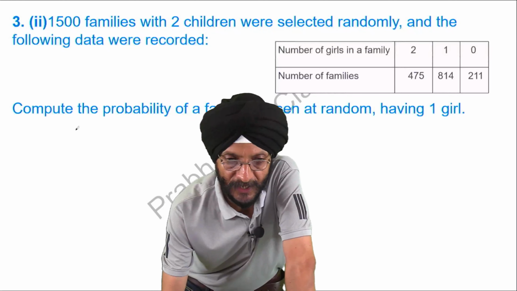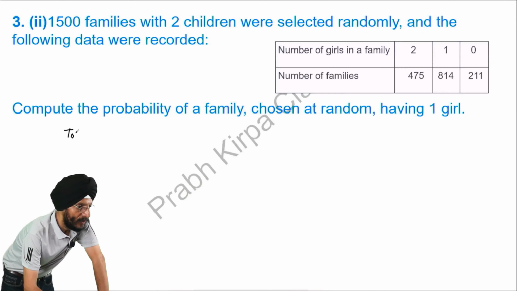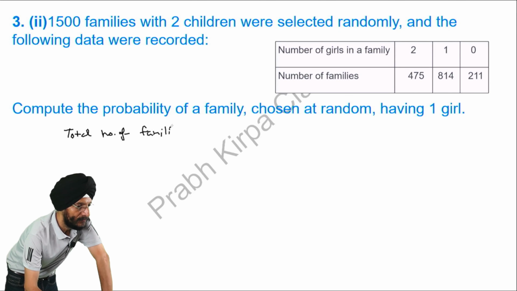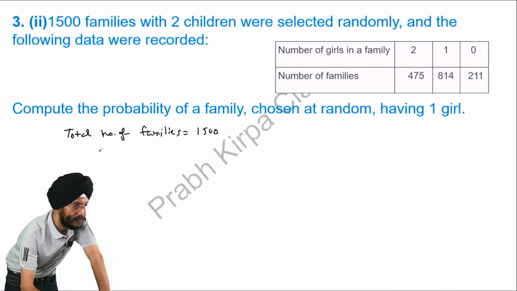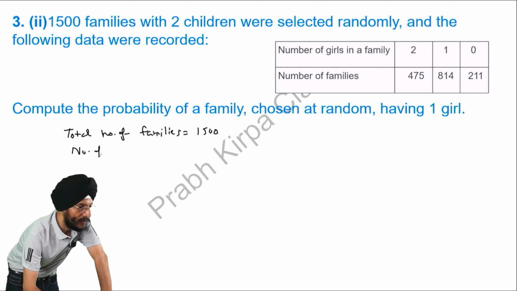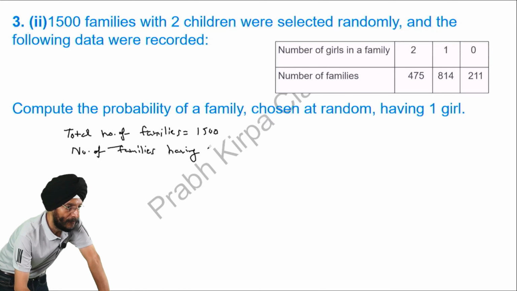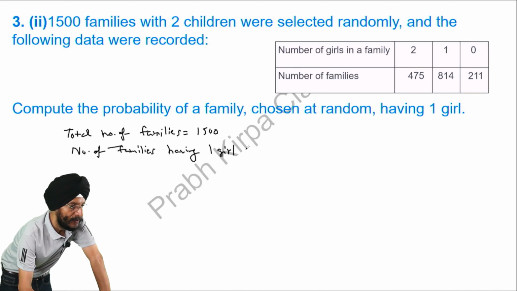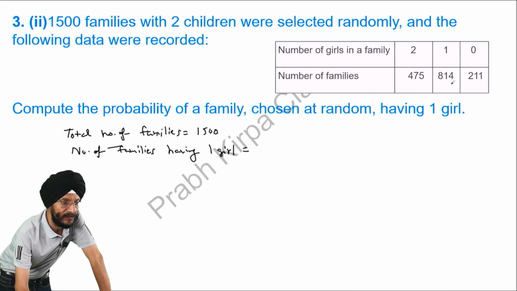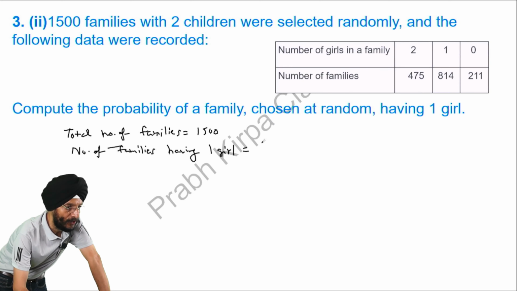Now the second question is, here we have to find the probability of a family having 1 girl. So again, total number of families is 1,500. Now the number of families having one girl is 814.